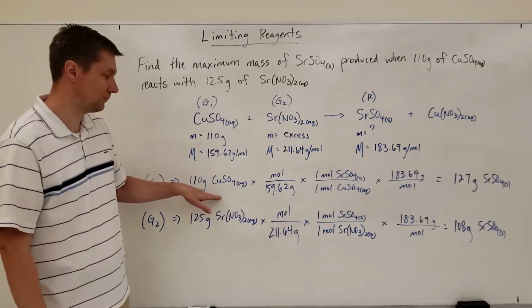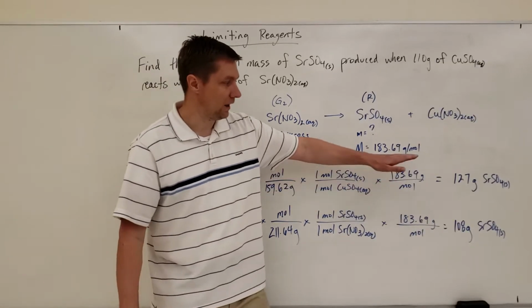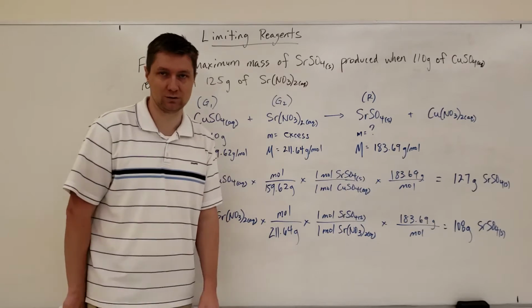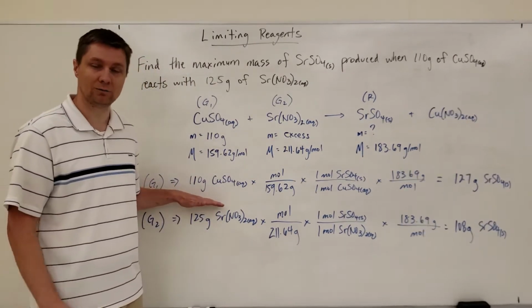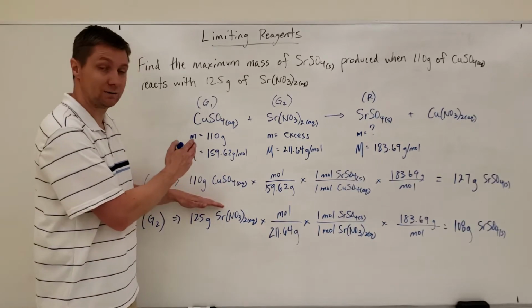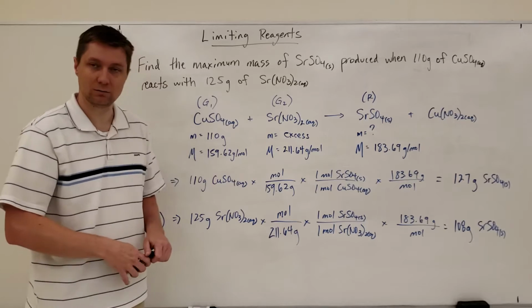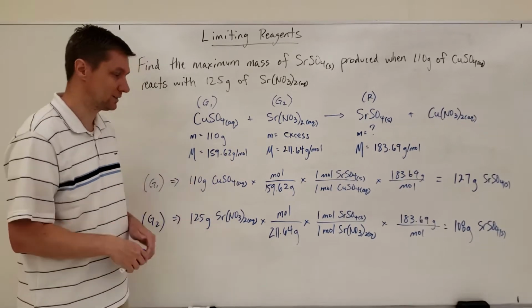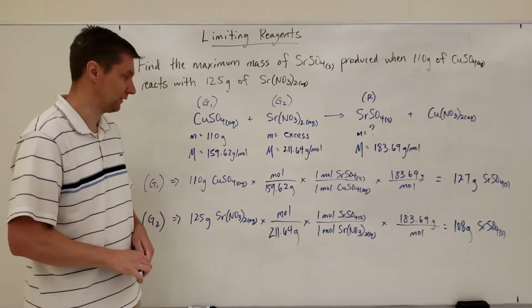All 110 grams of copper(II) sulfate reacts. You can see I've done the math here, and it punches out as 127 grams of strontium sulfate that can be produced. So that's the maximum amount that the copper(II) sulfate can make of strontium sulfate, 127 grams. That's the maximum it can make from the 110 grams of copper(II) sulfate.